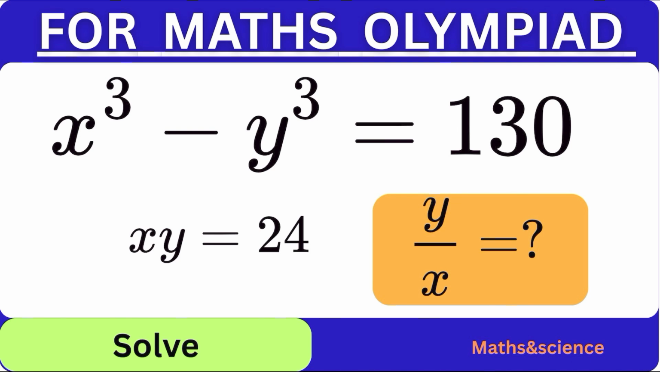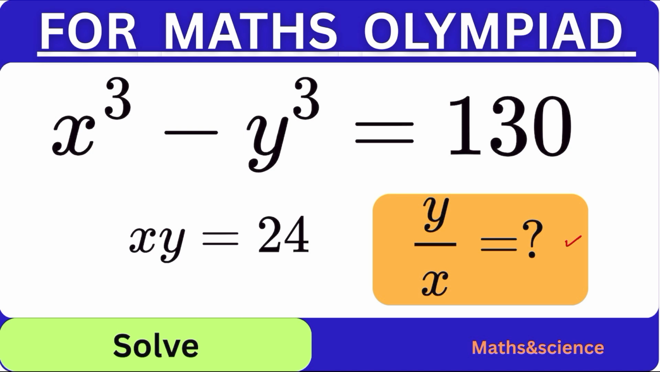In this lecture, I will be taking up a problem in which x cube minus y cube is given a value 130 and x into y is equal to 24. We have to find out the ratio of y and x, that is, y by x is equal to how much? This is what we have to find out.